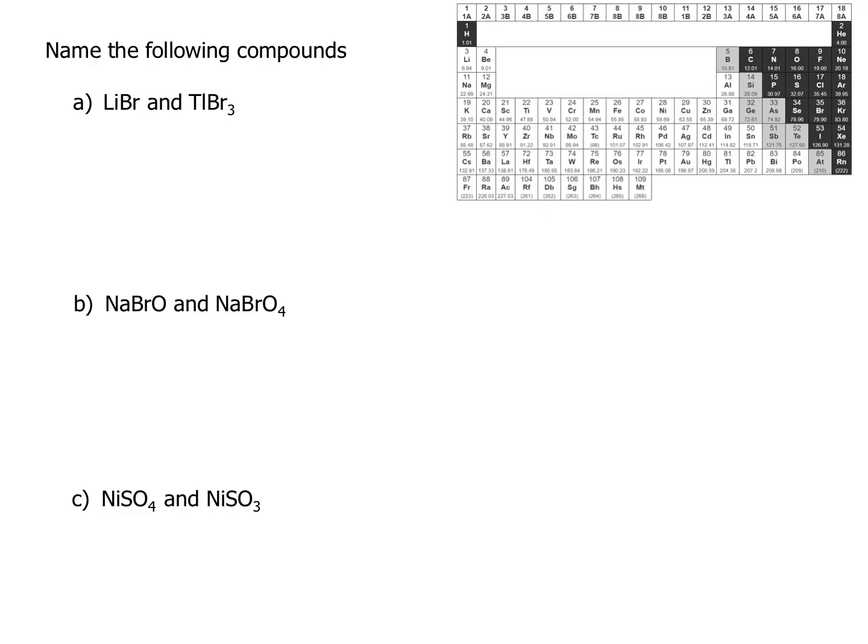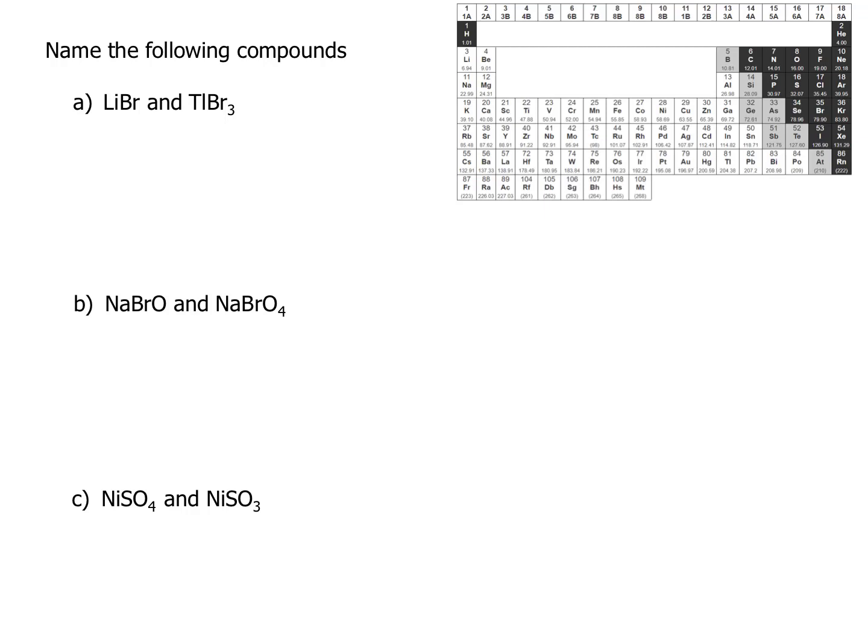This is a question that asks about the naming of ionic compounds. The first set is lithium with bromine, or thallium with 3 bromines. Remember when naming ionic compounds that oxidation state is key.